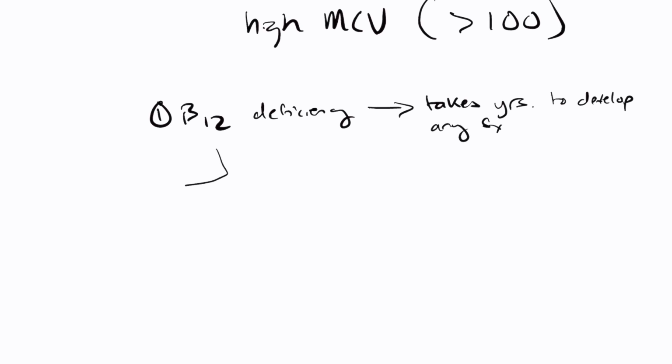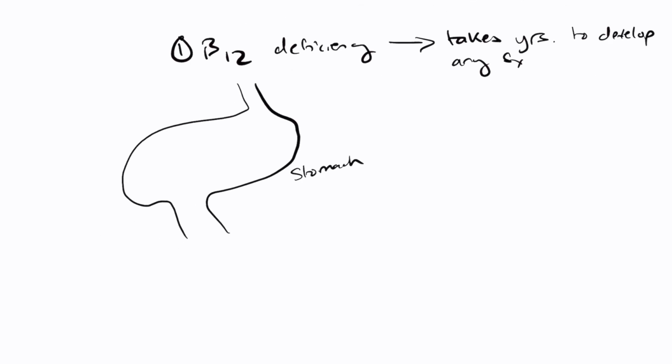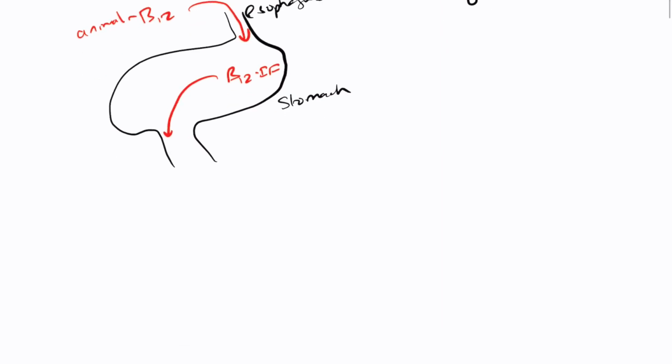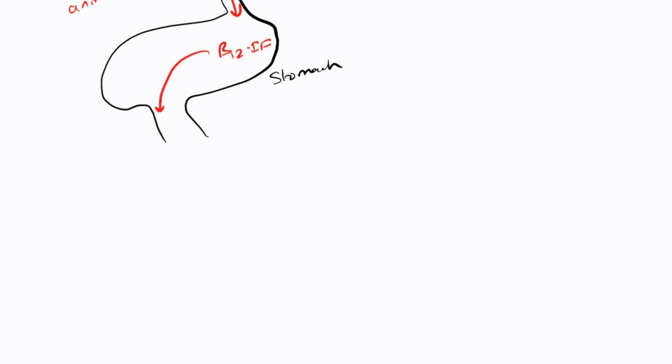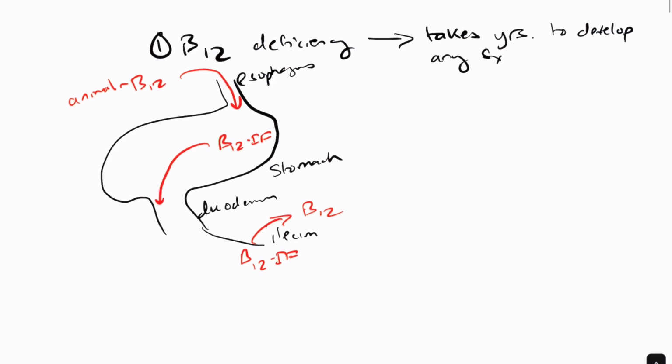So here's your GI tract. This is your stomach, and this is your esophagus right here. When you consume animal products, B12 with animal protein gets exchanged with intrinsic factor. Intrinsic factor allows it to go down to the ileum. So let's go all the way down to the ileum. This is the duodenum. The intrinsic factor allows B12 to be absorbed from the GI tract into the system.